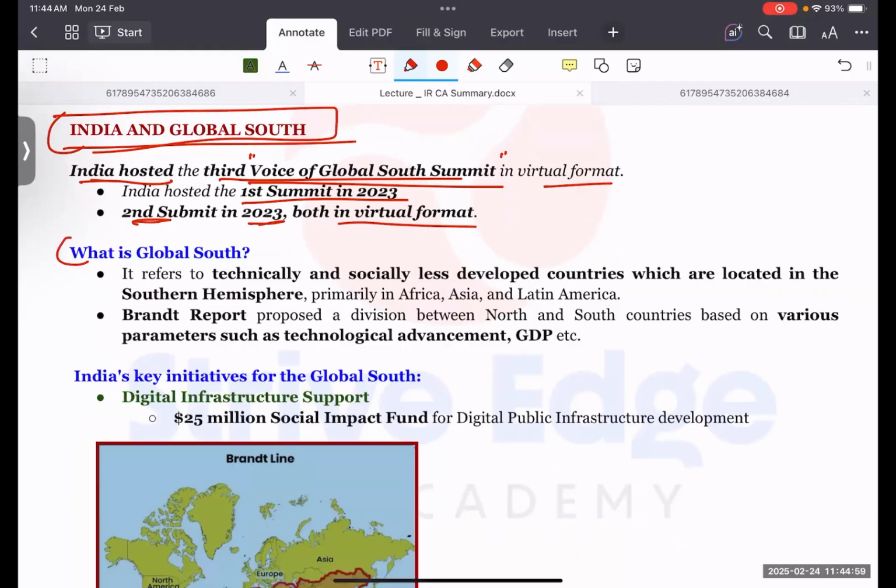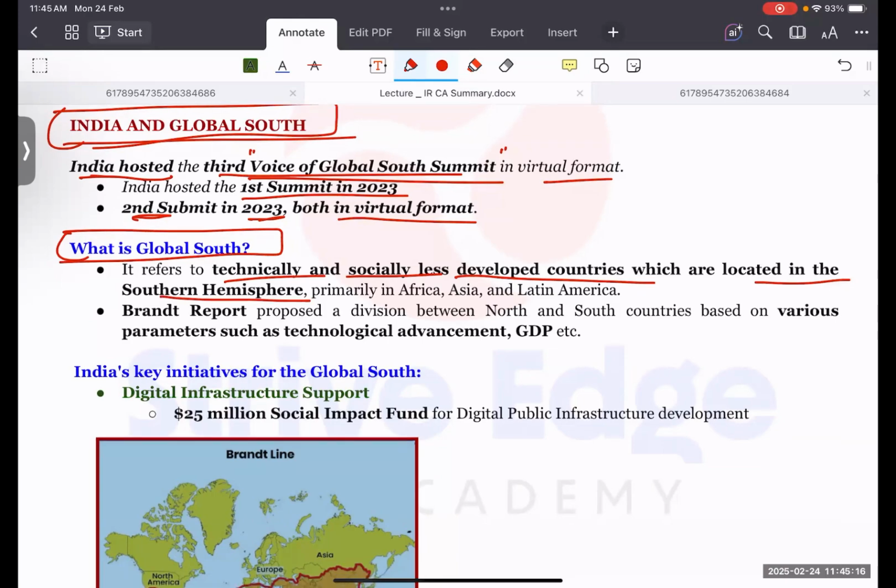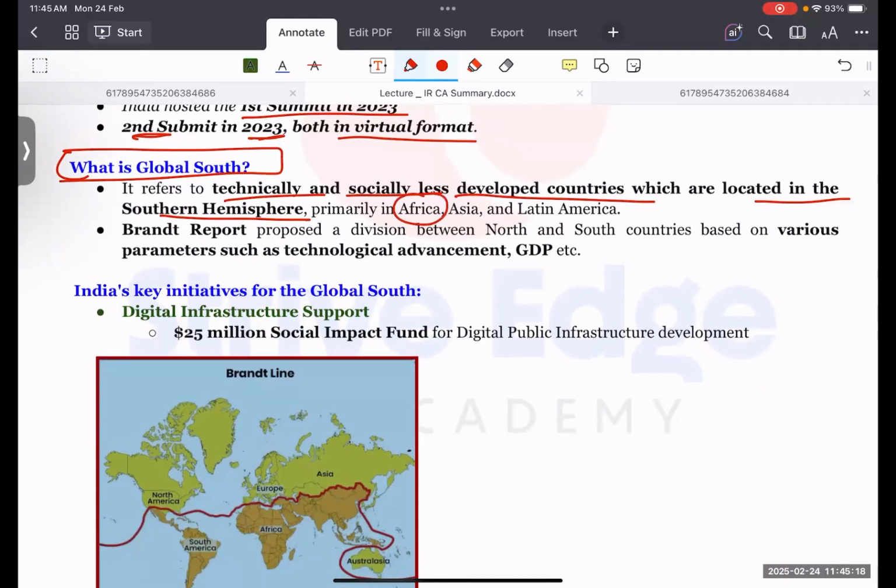Now, what is this Global South? What does the term refer to? It usually refers to technologically and socially less developed countries, which are located in the southern hemisphere. It is primarily the African, Asian and Latin American countries, which are usually in the southern hemisphere. So these are the socially and technologically less developed countries.